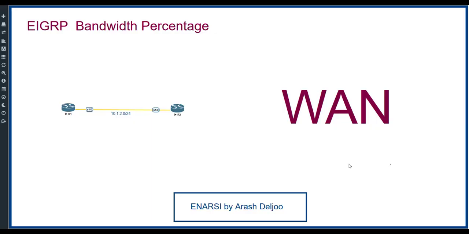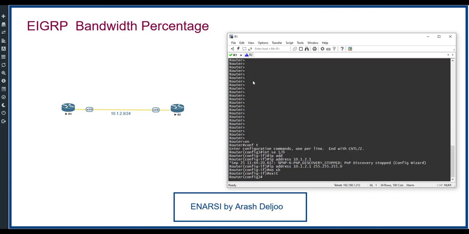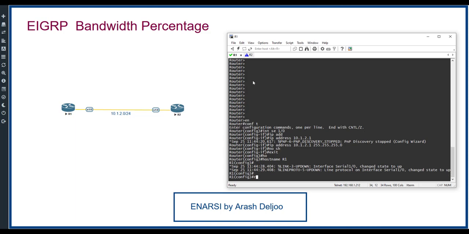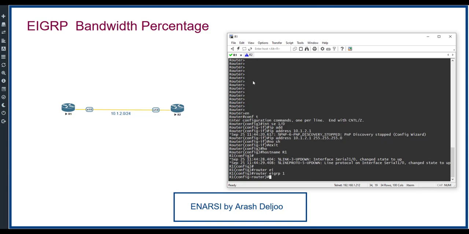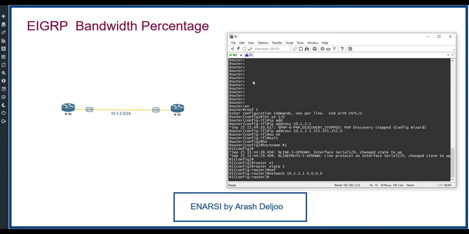Here we have one simple scenario: router 1 connected to router 2 with one serial interface. Let me show you the configuration of router 1. conf t, interface serial 1/0. The IP address of this interface is 10.1.2.1, with mask 255.255.255.0, and no shutdown. This is the configuration of router 1, hostname R1. Let me configure router 1 with EIGRP in the traditional method: router eigrp 1, then network statement, network 10.1.2.1 0.0.0.0. That's it. This is the configuration of R1.